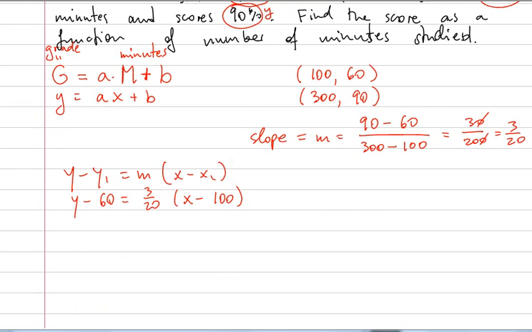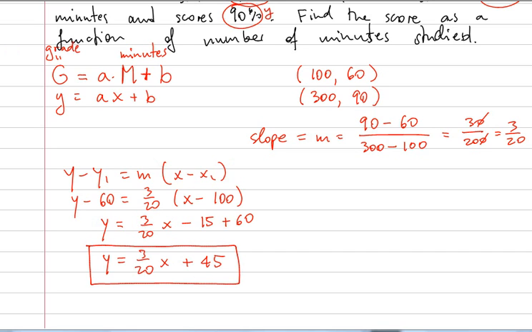And just beautifying this a little bit, so y equals 3 over 20 x minus, I'll multiply 3 over 20 times 100, which is 3 times 5, which is 15, and then plus 60 from the other side. So I have y equals 3 over 20 x plus 45. And that's my grade as a function of minutes. So y is grade and x is minutes.